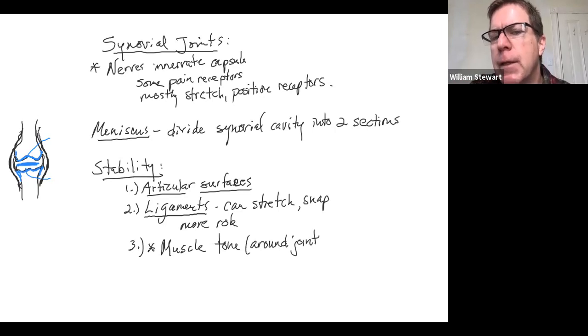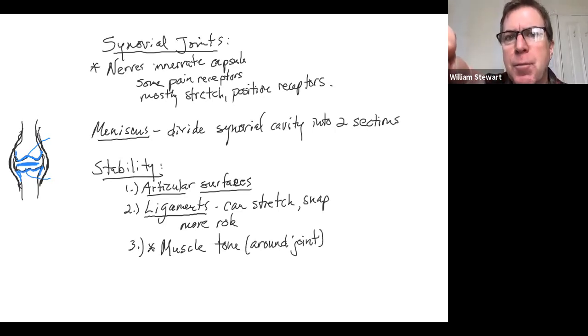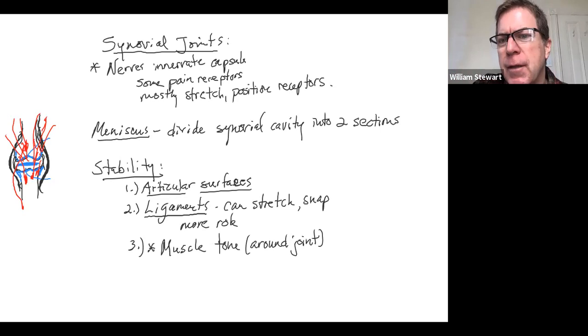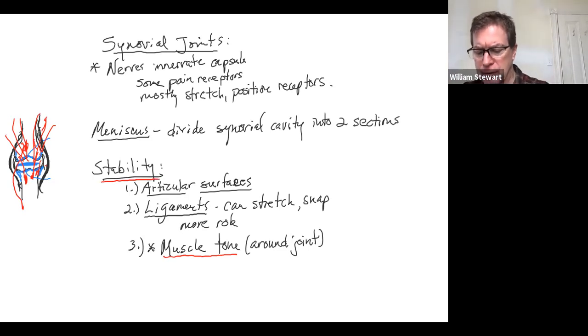So ligaments attach bone to bone, like here. Tendons attach muscle to bone, and there are muscles typically found all around synovial joints, and then tendons help attach those muscles to the bones. And it's muscle tone that is the greatest factor influencing the stability of a synovial joint.